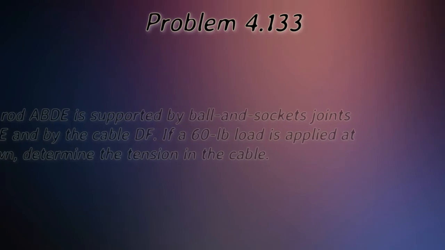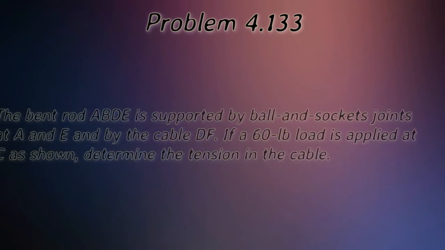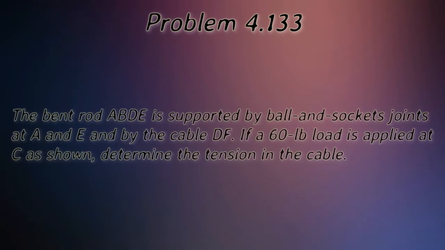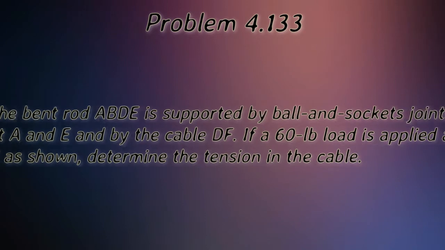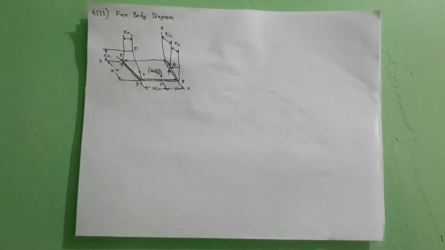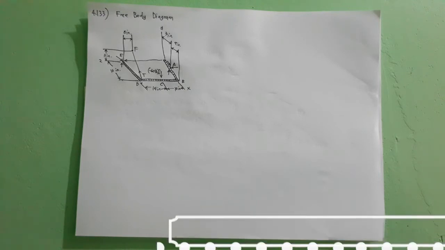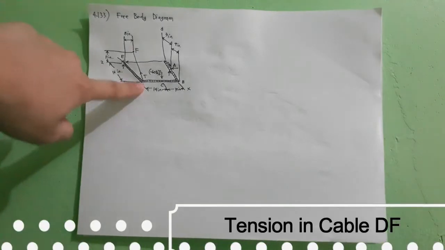The bent rod ABDE is supported by ball and socket joints at A and E and by the cable DF. If a 60 pound load is applied at C as shown, determine the tension in the cable. The first thing you need to do is to draw the free body diagram of the figure, then solve the problem. First, we need to find the points between D and F.